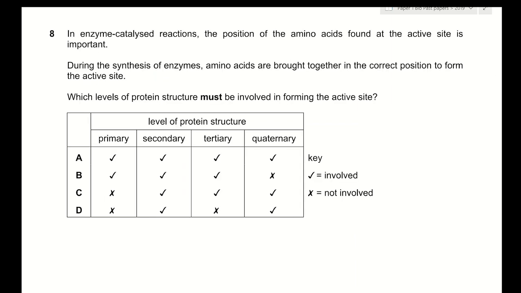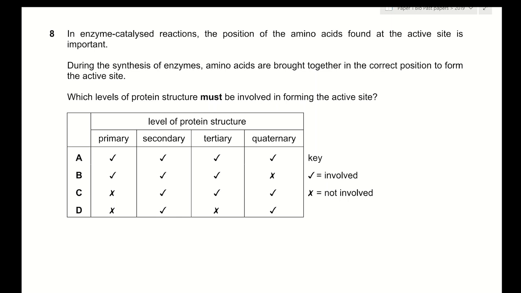In enzyme-catalyzed reactions, the position of the amino acids found at the active site is important. During the synthesis of enzymes, amino acids are brought together in the correct position to form the active site. Which levels of protein structure must be involved in forming the active site? So the active site is formed by the tertiary structure, bonds. Now, here we have the level of protein structure.